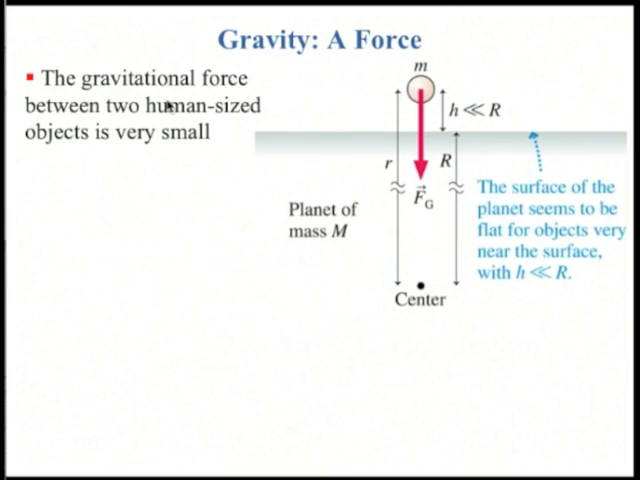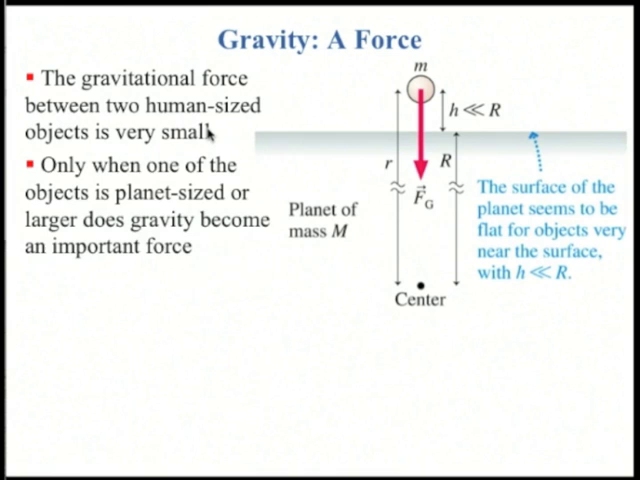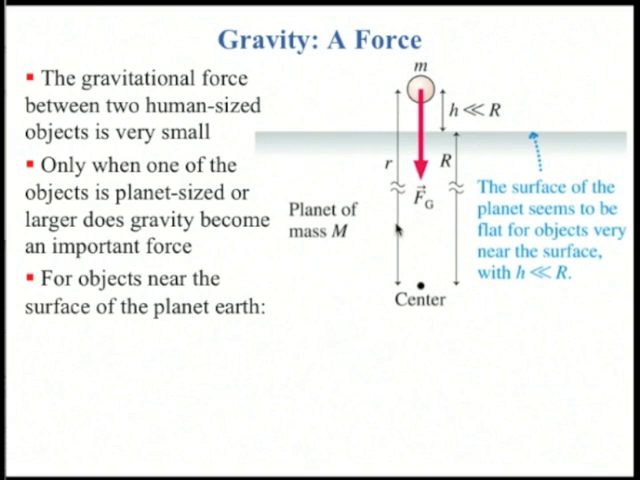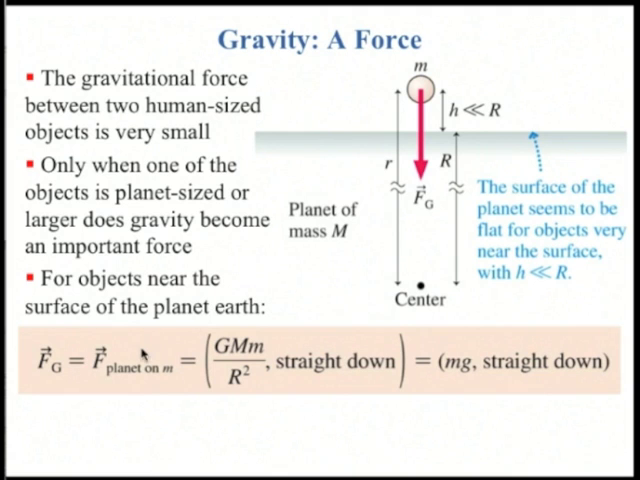The gravity force between any two objects is negligibly small. We can almost never measure it, unless one of the objects is a planet. So here on Earth, if you have a mass near the surface of the Earth, then there will be a force of the planet Earth on the little mass m.